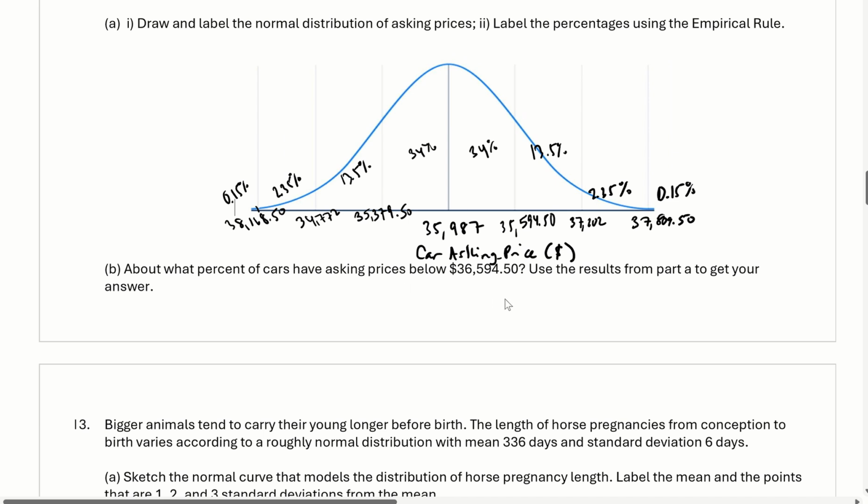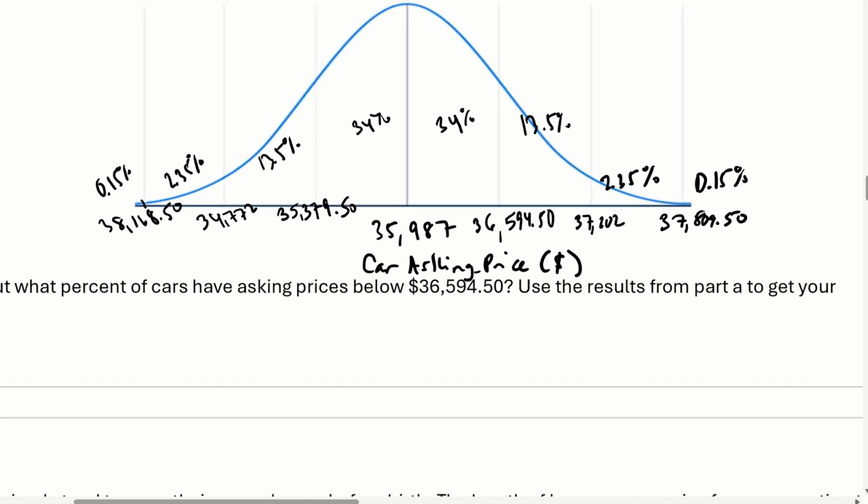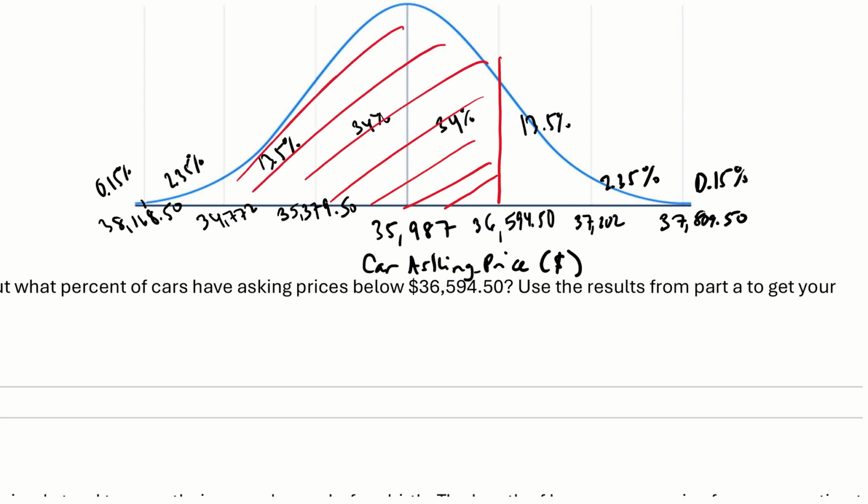Now, part B, about what percent of cars have asking prices below $36,594? Let's see. Oh, this should say 36,000, not 35,000. Right here, that should say 36,000, not 35. Okay, so we want below that price. So this is the price that they're talking about. They want it to be below. So really we're doing the area to the left, right? And so we need to add up all of these percentages, 1, 2, 3, 4, 5.